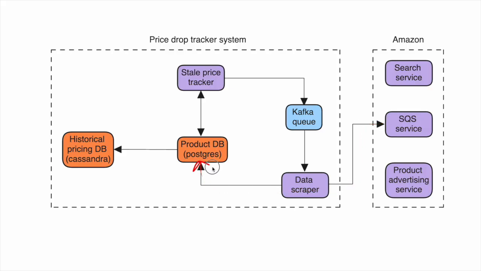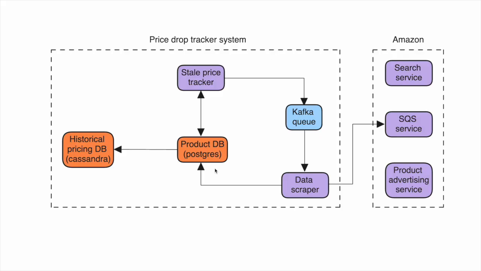But looking at the system, there are multiple issues that might happen that we want to have protection for. The first one: when the stale price tracker scans the products and retrieves a list of the stale pricing, let's say the pricing that is older than 1 day or 2 days, and all those requests are sent to Kafka for future processing, we would have multiple instances of the stale price tracker. So we need to keep track of what products were already sent to Kafka, just so we don't send the same products over and over again.